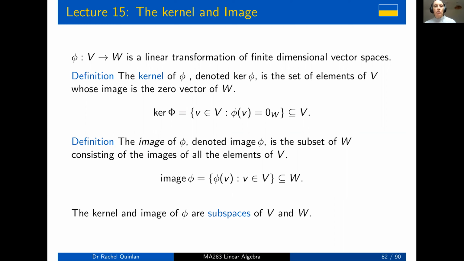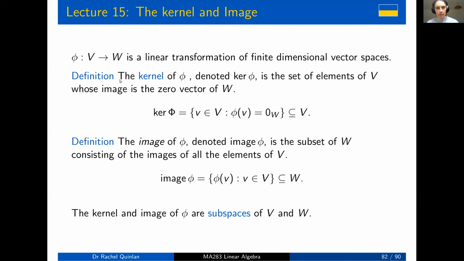And today our goal is to talk about some subspaces that are related to the kernel and image of a linear transformation, and to state and prove the famous Rank-Nullity Theorem, which is a really important and very frequently used theorem in linear algebra. So our setup is that we've got a linear transformation phi, which goes from V to W. It's a transformation of finite dimensional vector spaces. So V and W are finite dimensional vector spaces over the same field F.